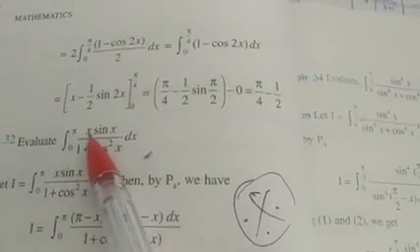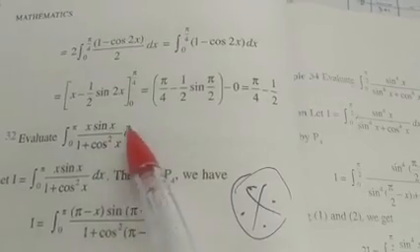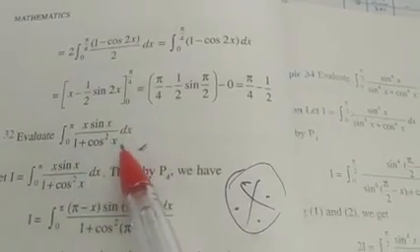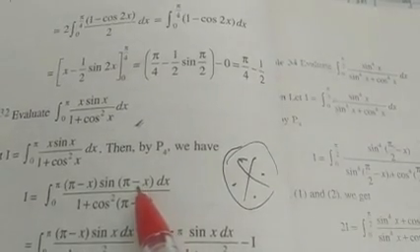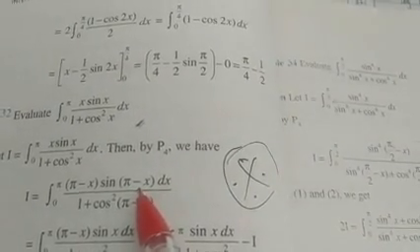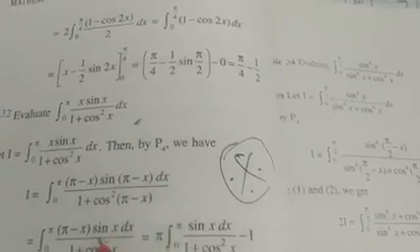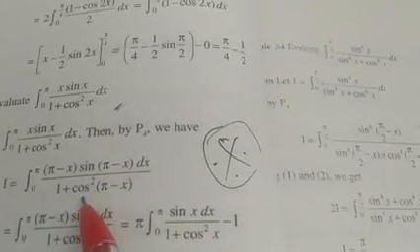When it is like this, I told you, in the place of x, write pi minus x. Therefore, you will be getting pi minus x, sine of pi minus x, 1 plus cos of pi minus x the whole square. Sine of pi minus x lies in which quadrant? Second quadrant. In the second quadrant, sine is positive. Therefore, you will be getting sine x. Here, cos.